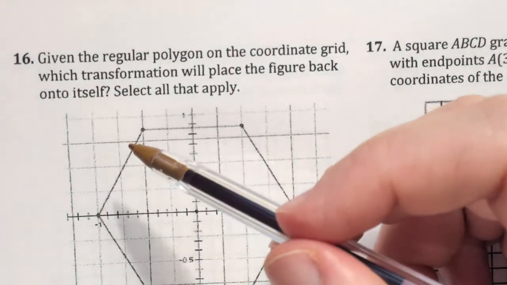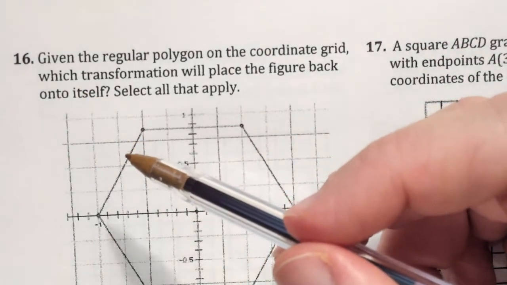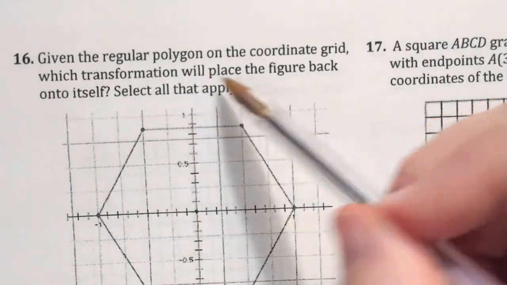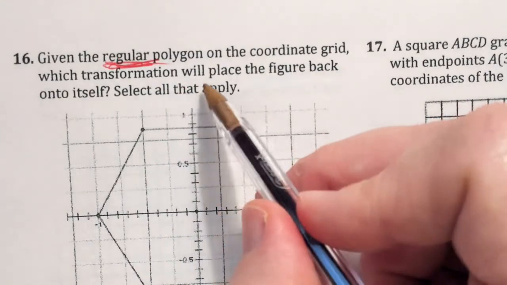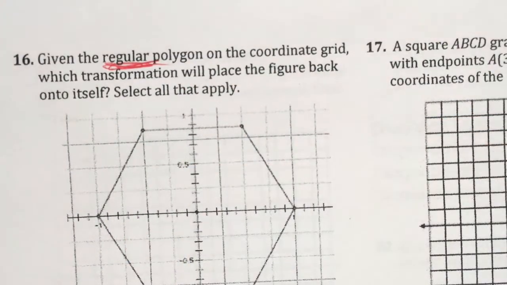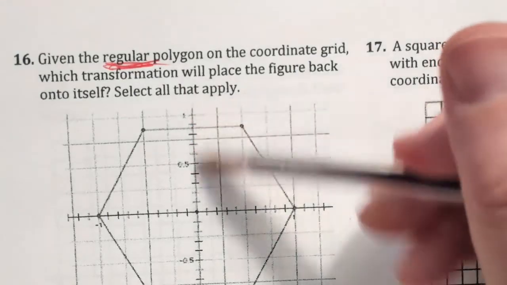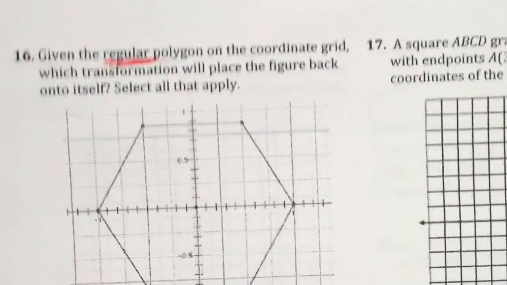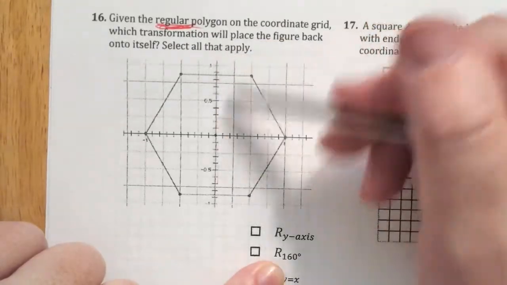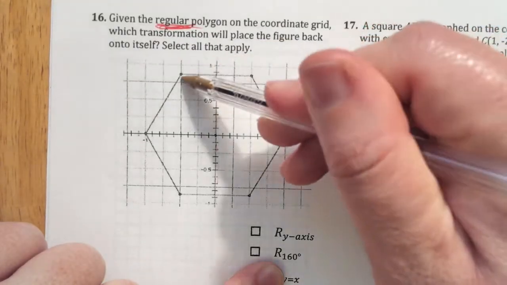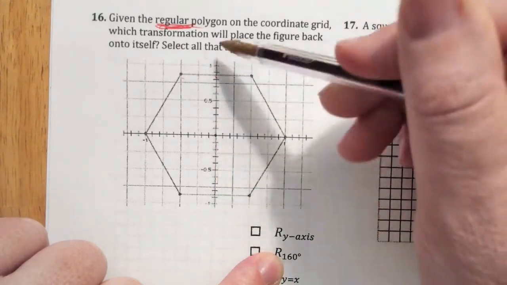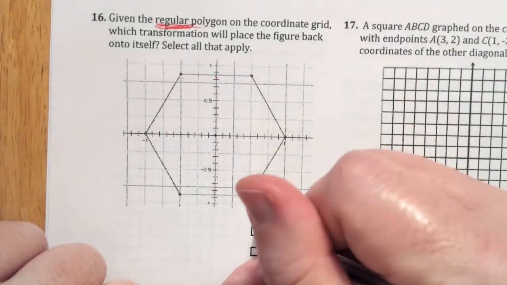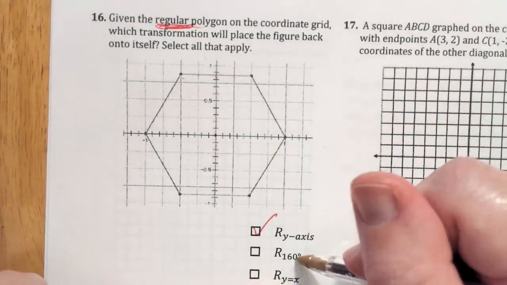All right, so on number 16, given the regular polygon on the coordinate grid, what's the transformation that will place the figure back onto itself? Let's just try a couple things. If we reflect over the y-axis, this would be 1, 2 hops away, 1, 2 hops away. So yes, reflecting over the y-axis lands smack dab in the center of that. So yes, that works. We're going to skip this one for a second.